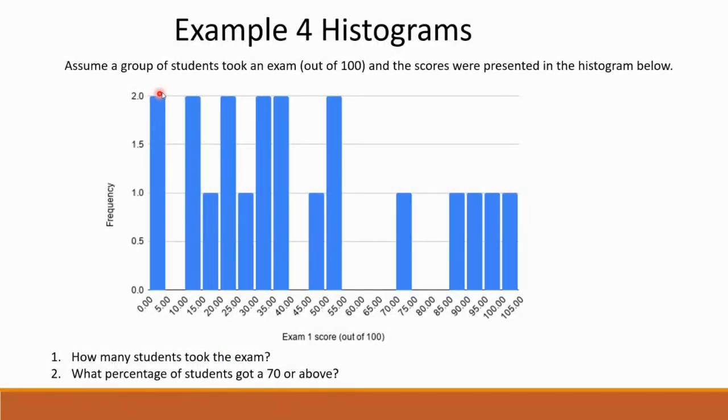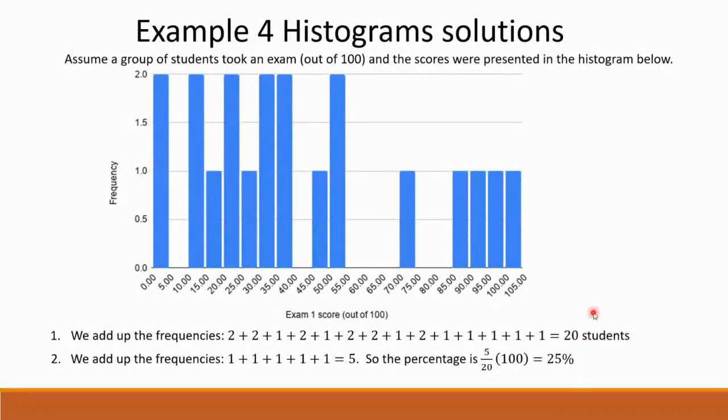So we're going to get 2, 2, 1, 2, 1, 2, 2, 1, 2, 1, 1, 1, 1. So it looks like if we did that, we should get 20. So that's how many students they asked. Again, all we did was add up the frequencies.